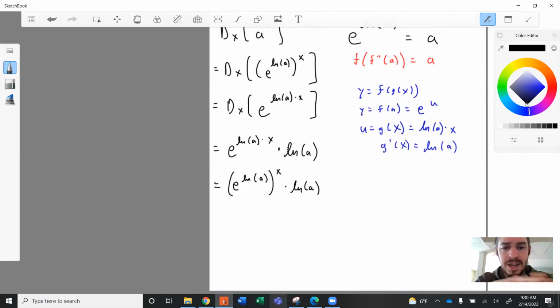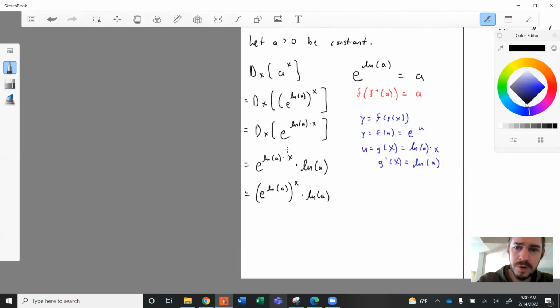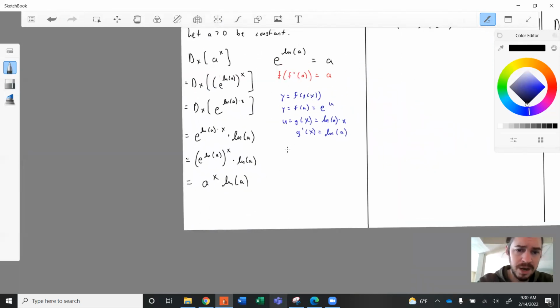So we have e to the power natural log of a, all of that to the power x, and then times natural log of a. And then we're going to do the reverse of the very first step we did, where this here is just equal to a. So this is a to the power x times natural log of a. And there we go. If I sum that up in another differentiation rule, it looks like this.